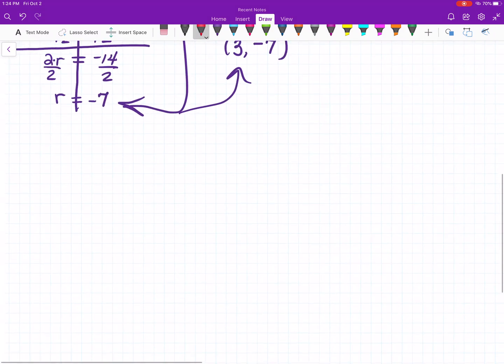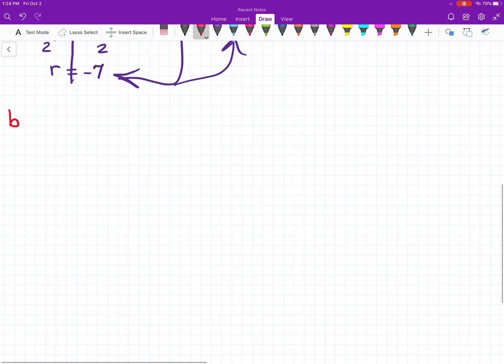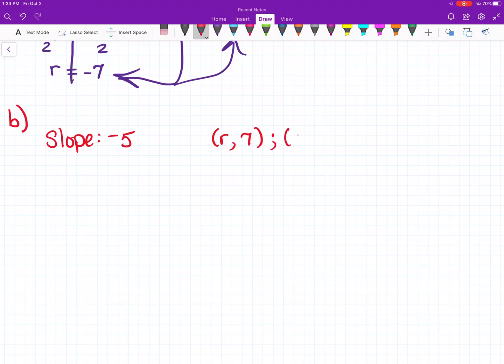So let's go to B. B is, the slope is -5. So I'm going to make it a little bit tougher on you, but you guys know how to do proportions, so you should be fine with this. And then our point is (r, 7). That's our first point. And our other point is (3, -4). This time I'm going to do the formula first, and then if I think I need to, I'm going to do the drawing. But you're going to see once I do the formula, I might use the drawing as a checkpoint just to make sure.